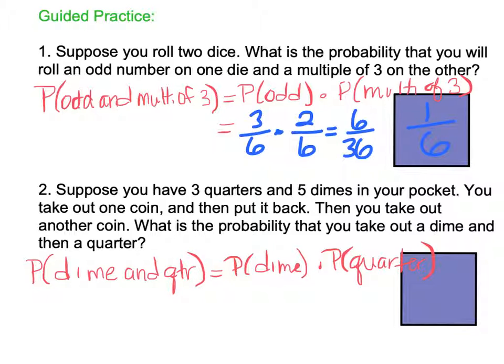In number 2, suppose you have 3 quarters and 5 dimes, and we're looking for the probability that you pick out a dime and then a quarter. And this is with replacement. You're putting the coin back. The probability of picking a dime would be 5, because there's 5 dimes out of 8 total coins. And the probability of a quarter would be 3, because there's 3 quarters out of 8 total coins. And the key here is you still have 8 possible outcomes because you put that dime back in. And then when you multiply that, you get 15 over 64, which is in simplest form.